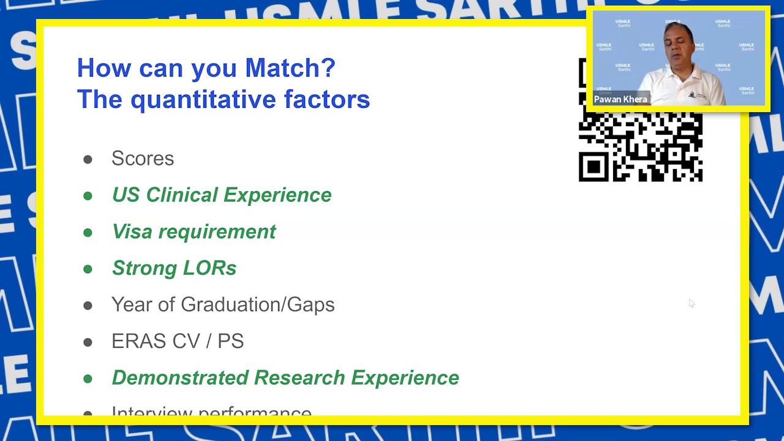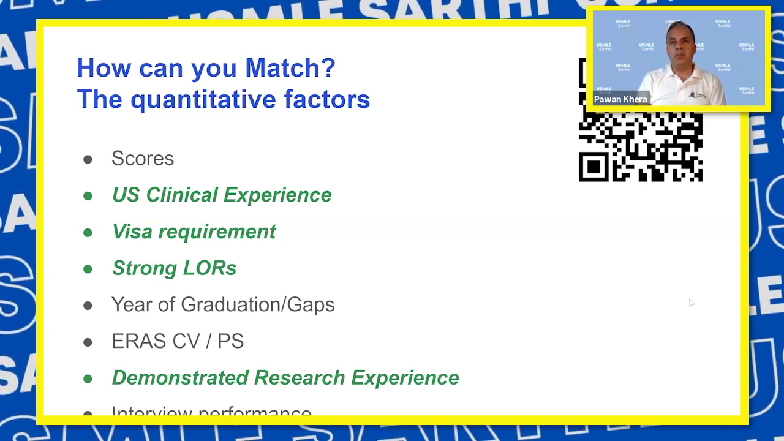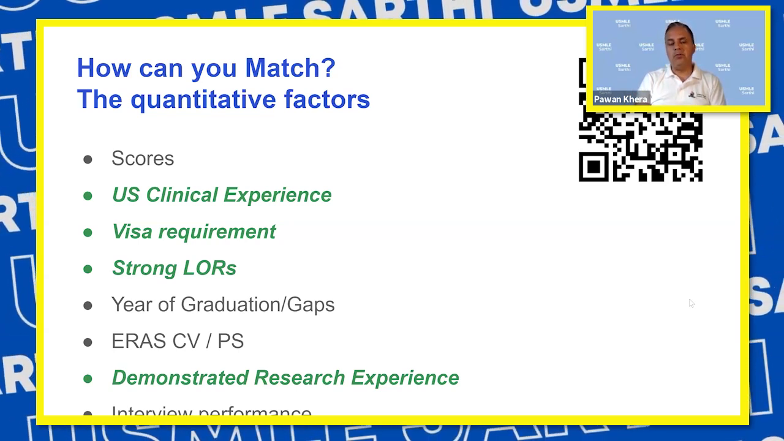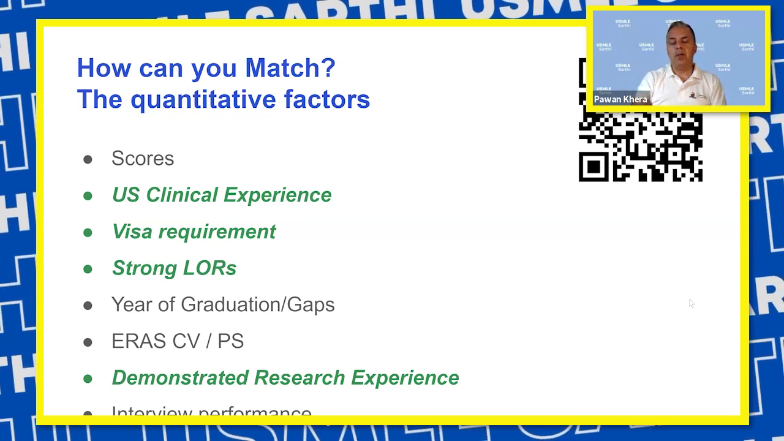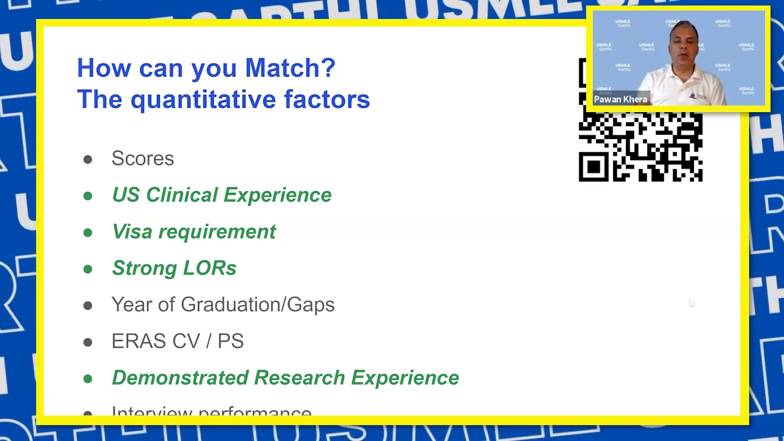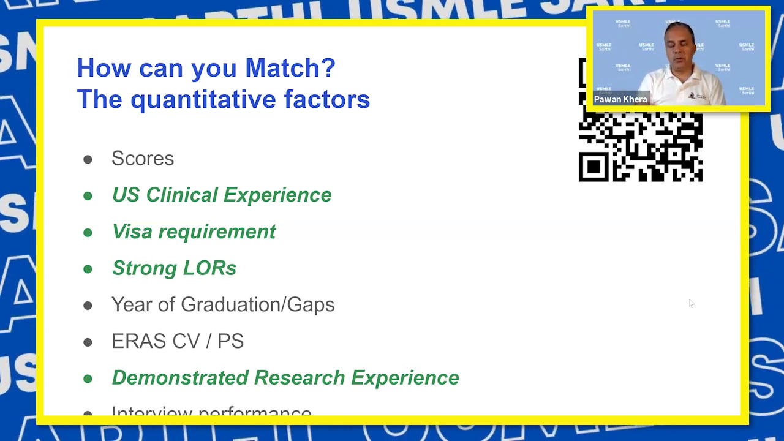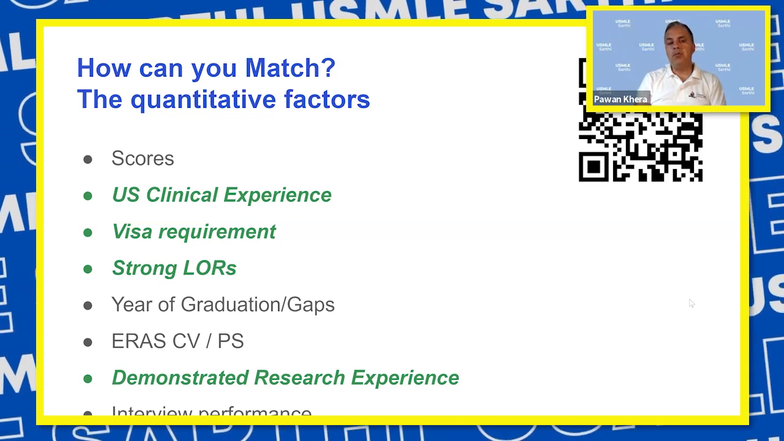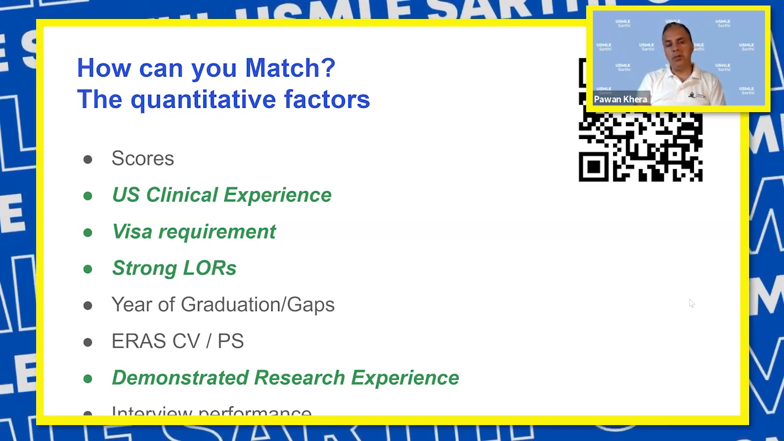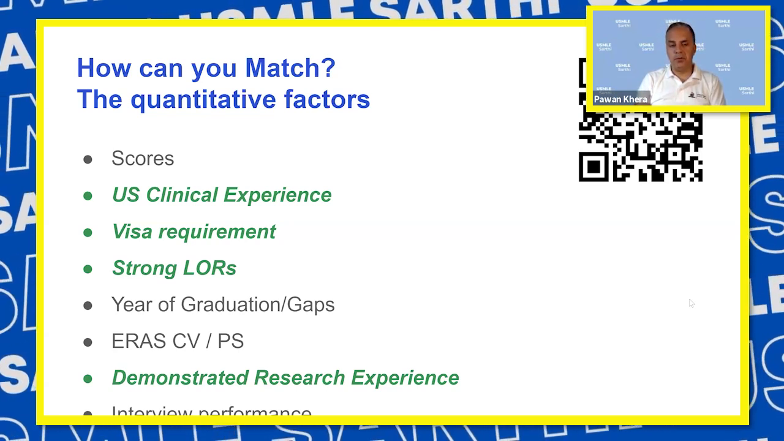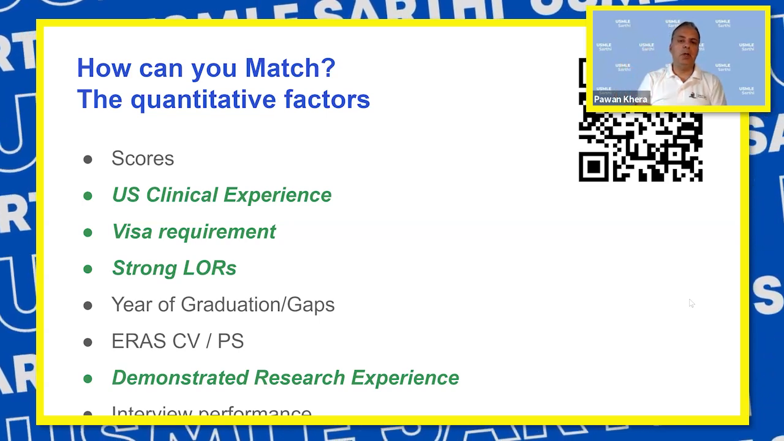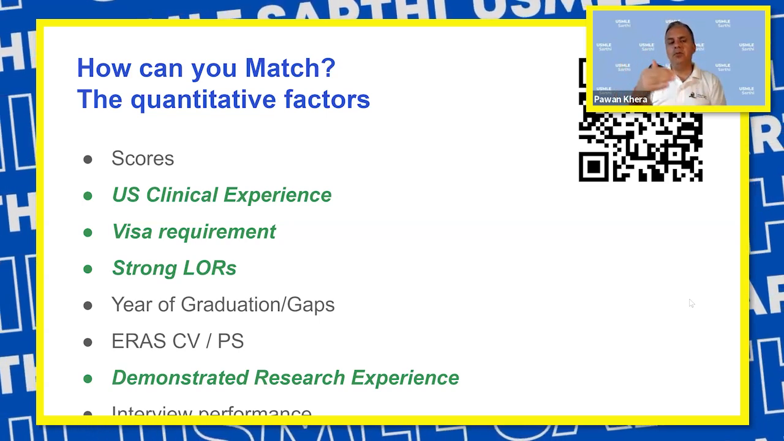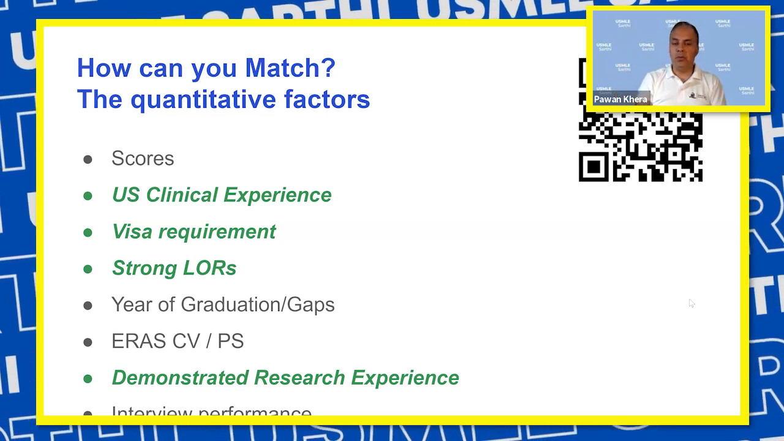Visa requirement, it is what it is. You may need an H1 or J1 visa, as opposed to people who have a green card or citizenship or other kind of work authorization. If you already have work authorization like H4 EADs or a green card or citizenship, you can apply to a larger number of programs. The score requirements are slightly lower.